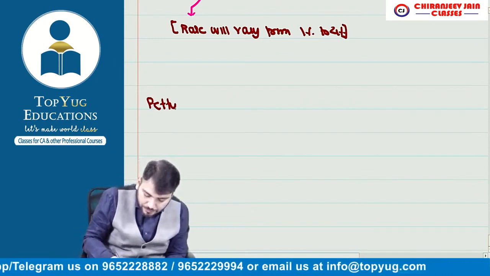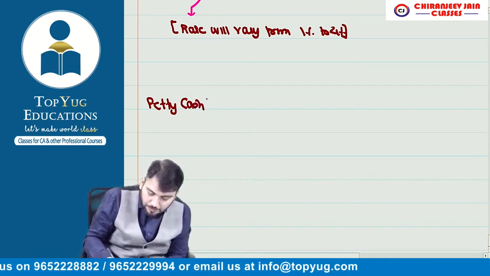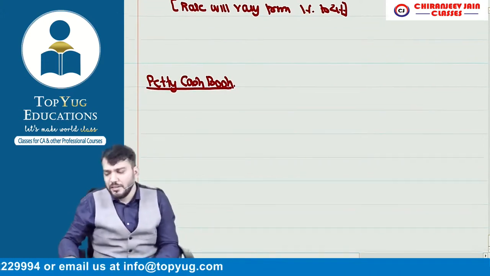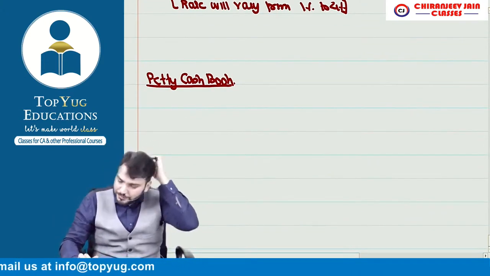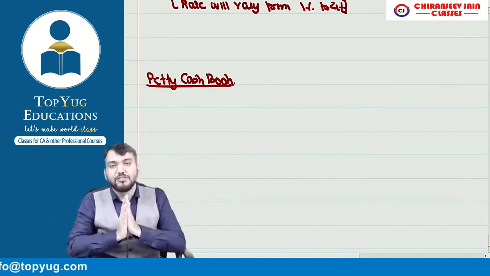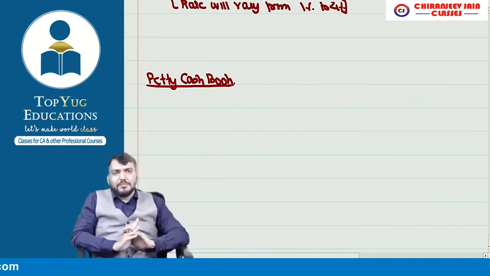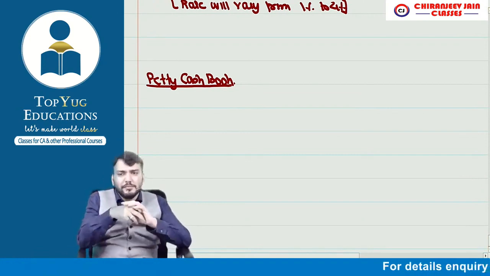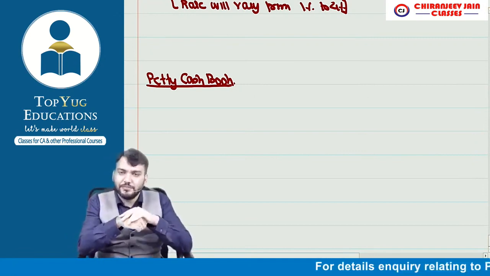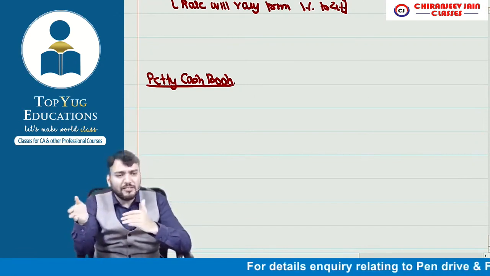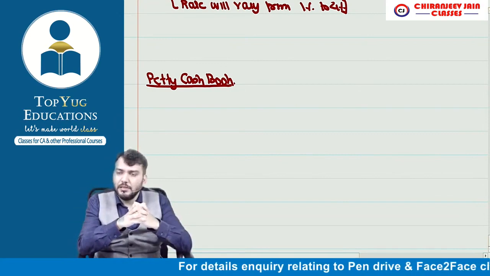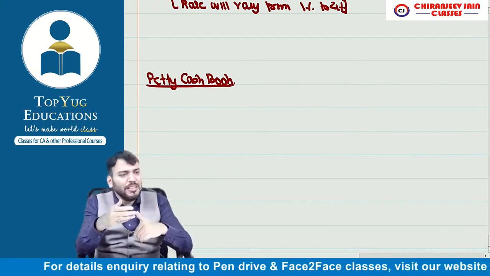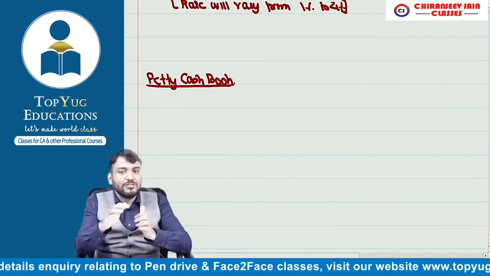Now, the last point of this chapter, write down: petty cash book. A different concept, you have to understand this. Just try to understand, because normally in our business we incur many small expenses in cash on a daily basis. Can I say for small expenses normally we don't use checks?